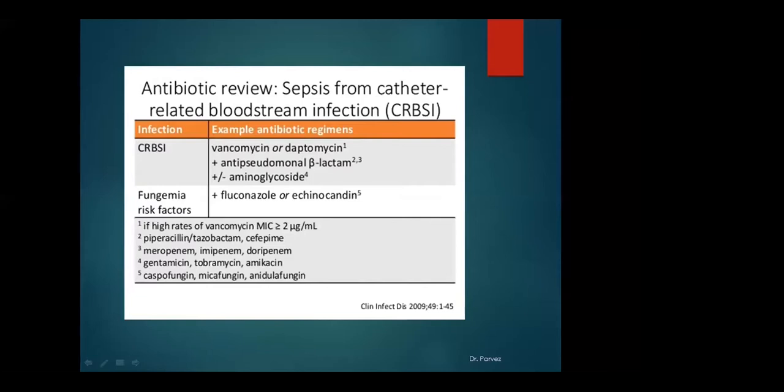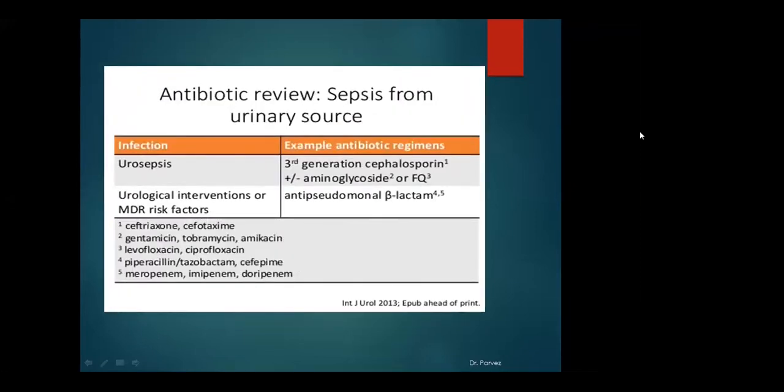If the sepsis is thought to be from a catheter-related bloodstream infection, then the drug of choice will be to cover the gram positives with vancomycin or daptomycin. Along with that, an anti-pseudomonal beta-lactam like piperacillin or meropenem, plus or minus an aminoglycoside if renal function allows. And along with that, because most of the time a catheter-related bloodstream infection can be secondary to fungemia, it's recommended to start fluconazole or an echinocandin. And if we suspect the source of infection to be urogenital, then a third generation cephalosporin will be enough, along with plus or minus an aminoglycoside or a fluoroquinolone.